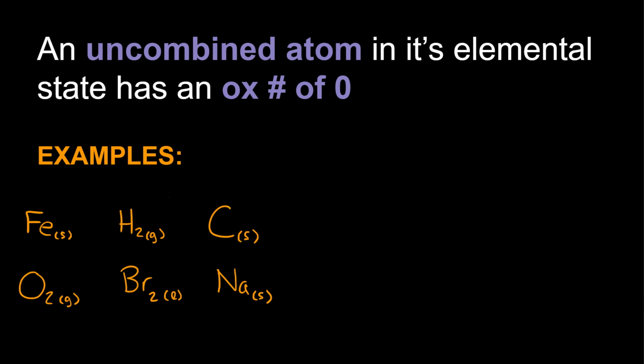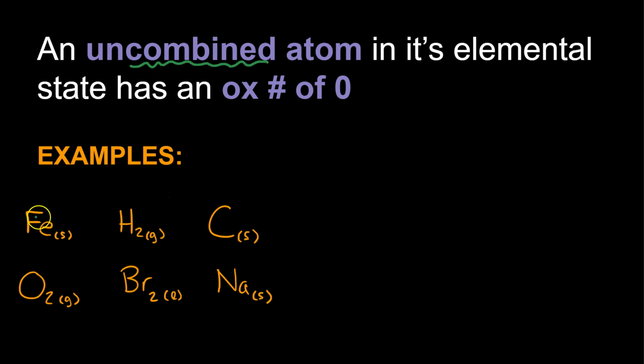Hey everybody, in this video we're going to talk about the first rule for assigning oxidation states or oxidation numbers to atoms, which says an uncombined atom that's in its elemental state will have an oxidation number of 0. Let's talk about what this means. So an uncombined atom just means you've got only one type of element not bonded to a different element. And anytime you see that, it's going to get a value of 0.